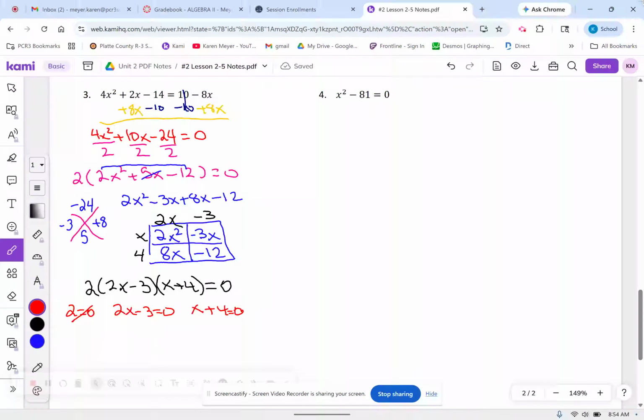For this one, move the negative 3 over and it becomes positive. Divide by 2, so x equals 3 over 2. And for the second one, move the positive 4 over and it becomes negative 4. And now you got your two answers.